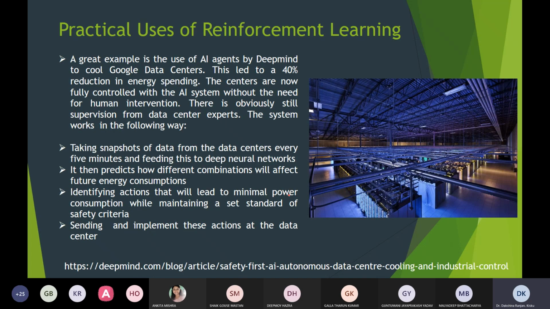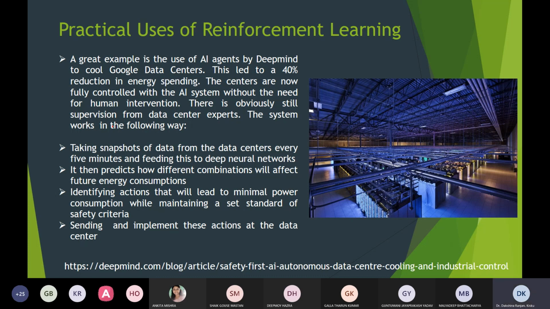Now we will take an interesting example of DeepMind, which was developed by Google. This DeepMind AI tool is used in Google data centers. How does DeepMind work? Basically, DeepMind is used to reduce the energy consumption. They have shown that using this deep learning tool, DeepMind, they can reduce the energy consumption by 40%.